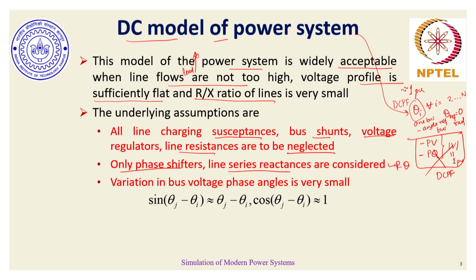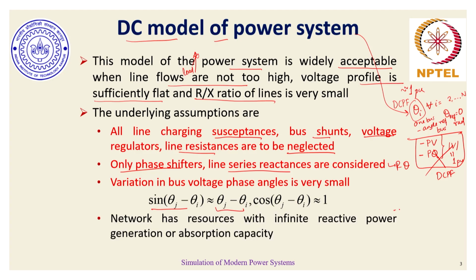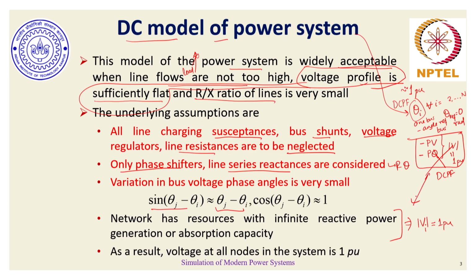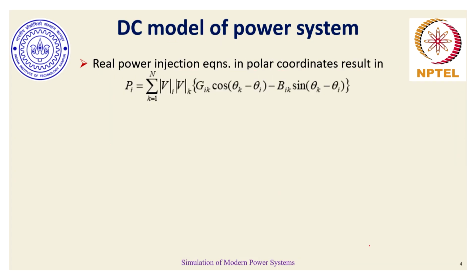The difference of voltage phase angles is very, very small, so sine terms of the arguments can be replaced by the argument itself, and cosine is close to 1. The network has infinite reactive power capacity, which is where the concept of constant voltage profiles being sufficiently flat comes in. This leads to voltage magnitudes of all buses being equal to 1 pu, and that is also a reason why PV and PQ information is not relevant in the DC model. As a result, as I mentioned, voltage at every bus is 1 pu.